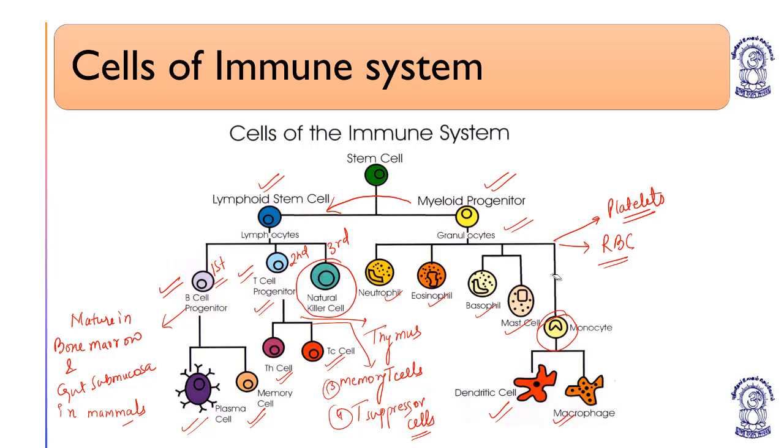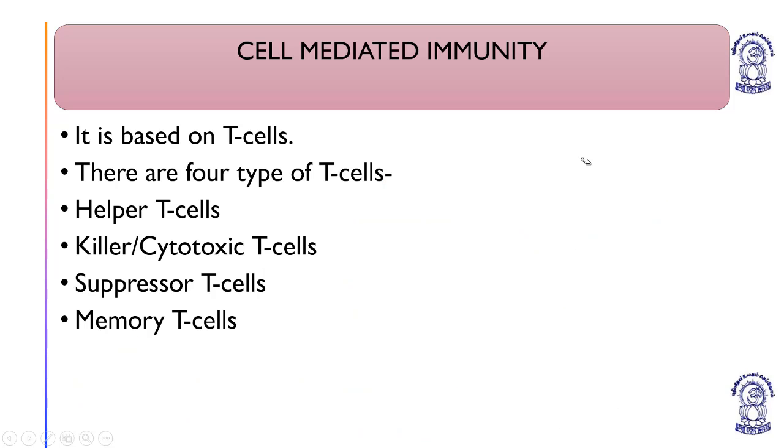Understood? Now coming to next. Cell-mediated immunity is based on T cells. Four types of cells: T helper cells, killer or cytotoxic T cells, T suppressor cells, and memory T cells. Understood? So the acquired immunity basically has two components. One is the cell-mediated immune system, and the second one is the antibody-mediated immune system. Understood?